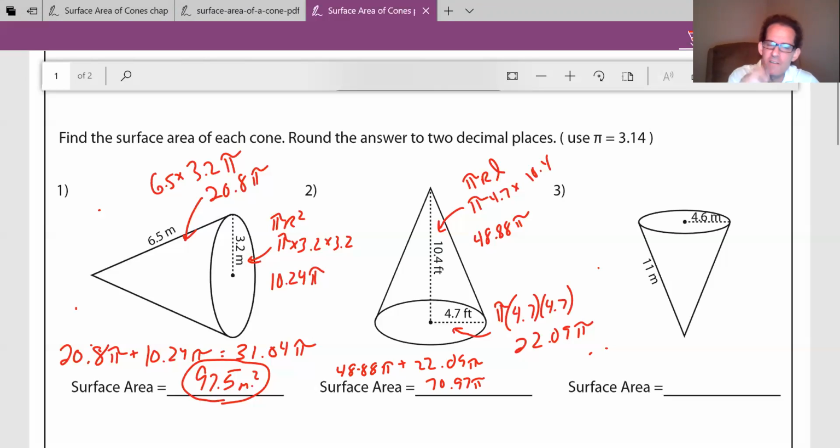222.84. Now, since that 4 is less than 5 in the hundredths place, I would just leave that. I would round it to the nearest tenth by just leaving that as 0.8. Let's write 222.8, and we would say this is square feet for the surface area of number 2.